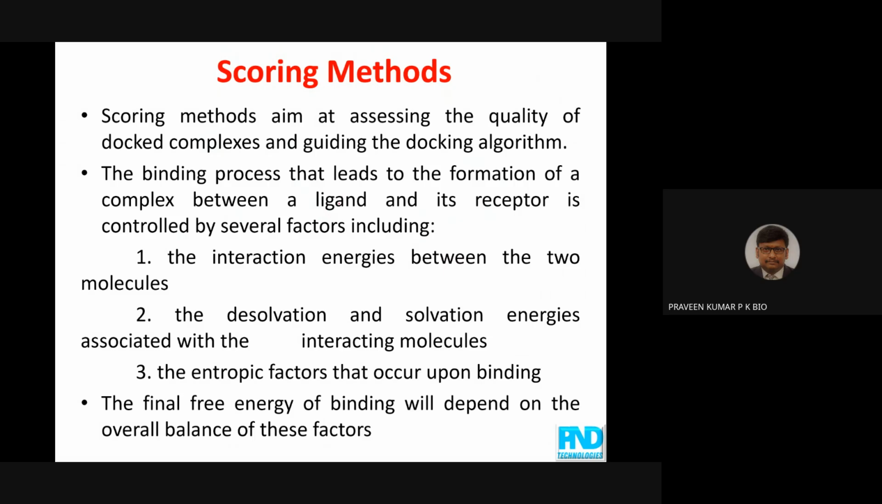Now let me take you to the scoring methods. The scores are generated from the interaction energies between the two molecules. What are the two molecules? Ligand and receptor. This can also be determined through the desolvation and solvation energies. This is another parameter for how the scores are calculated. The third is the entropic factors that occur upon binding. Entropy is a sudden change in energy, a sudden release in energy, isn't it? The entropy factors can also decide the binding affinity.